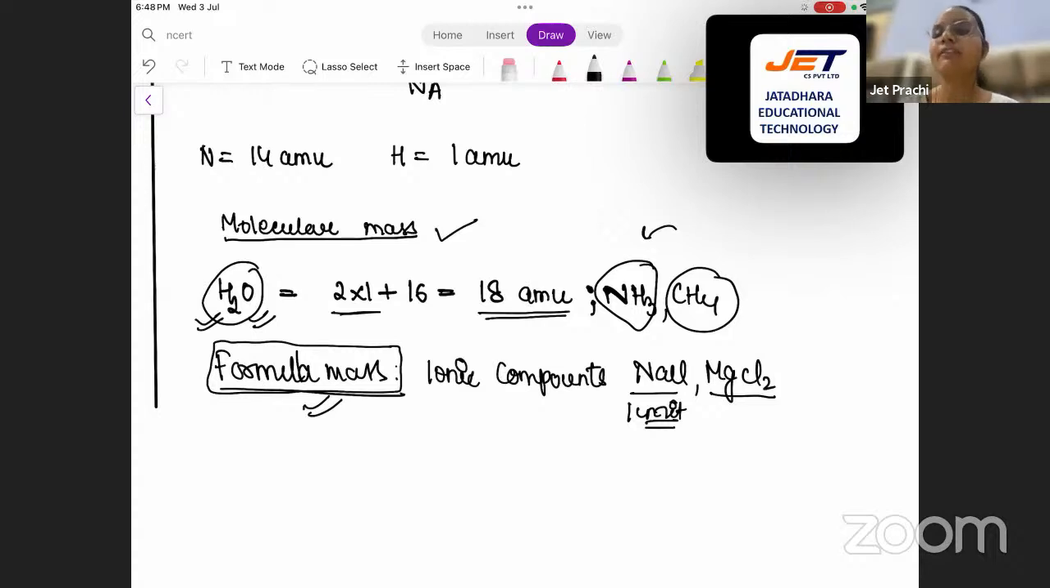So here, what we will say for 1 molecule, we will say that we have got a molecular mass. And for the ionic compound, the word that we will use is the formula mass. Right? I hope this is clear.